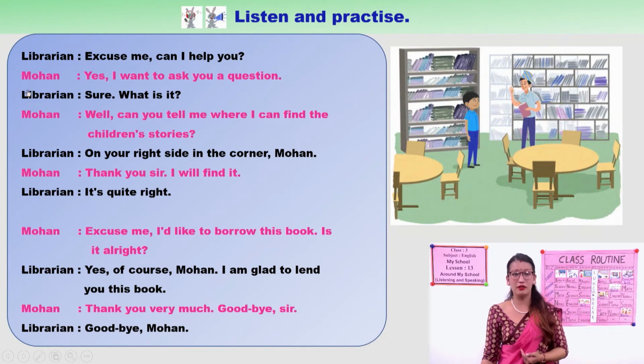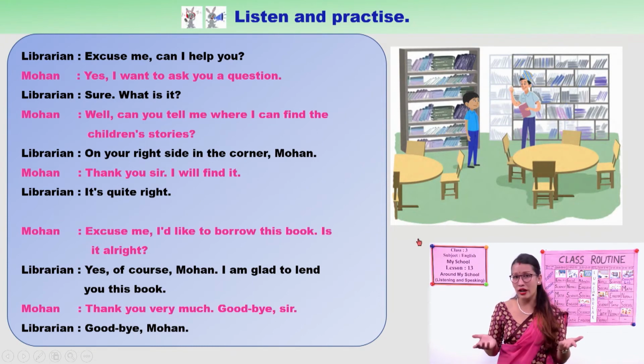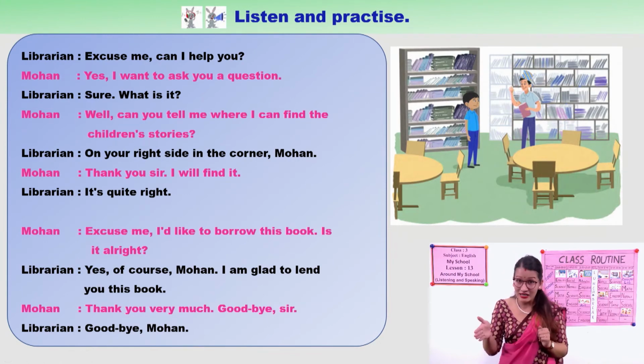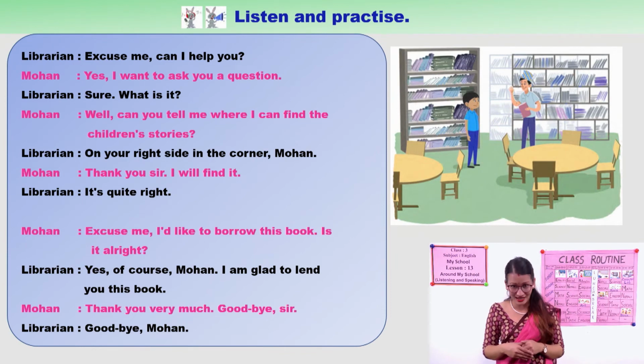Okay, look here, the librarian is saying, excuse me, can I help you? The boy's name is Mohan. Mohan is saying, yes, I want to ask you a question. एउटा question छ मसँग. And the librarian is saying, sure, what is it? Mohan is saying, well, can you tell me where I can find children's stories? Mohan is asking the librarian where the children's stories are in the library. And the librarian is saying, on your right side in the corner, Mohan. Right side ko corner ma cha. Yes, and Mohan says, thank you, sir, I will find it.